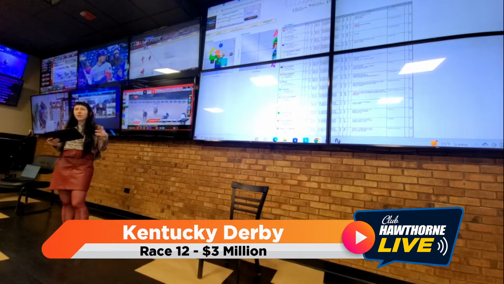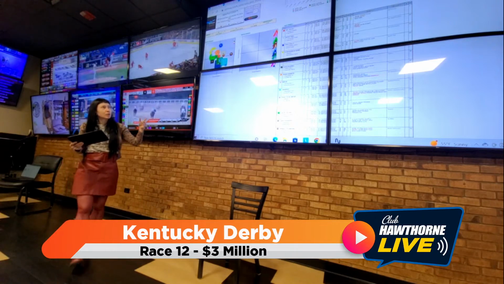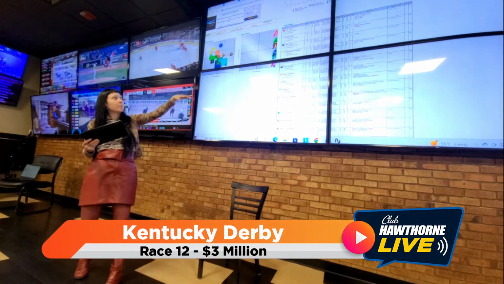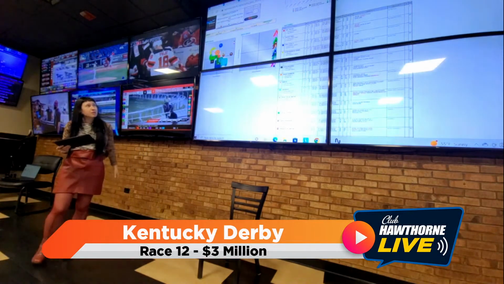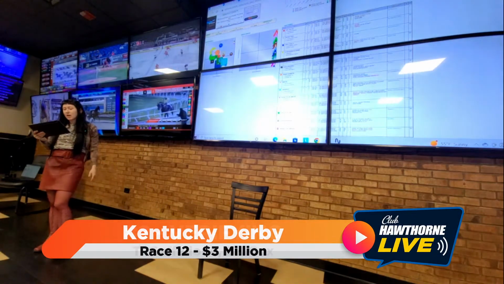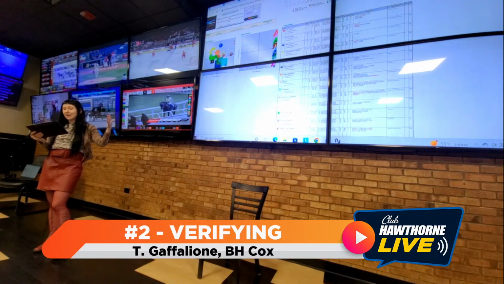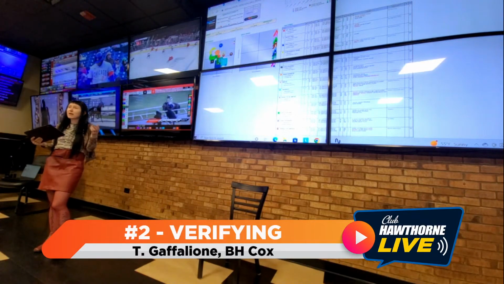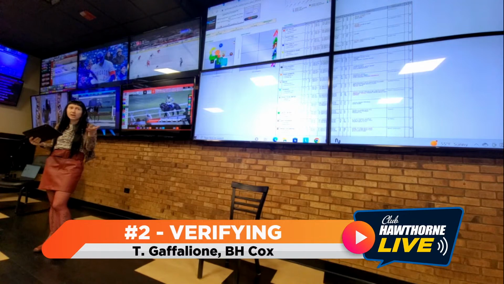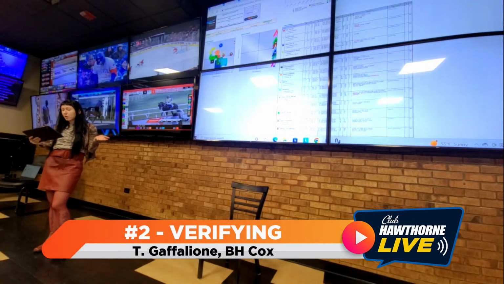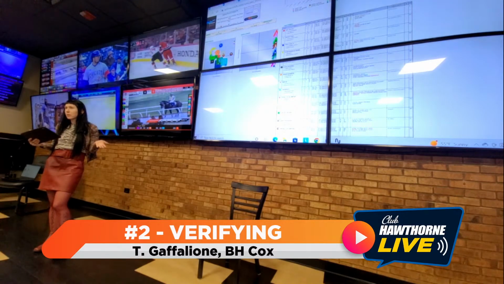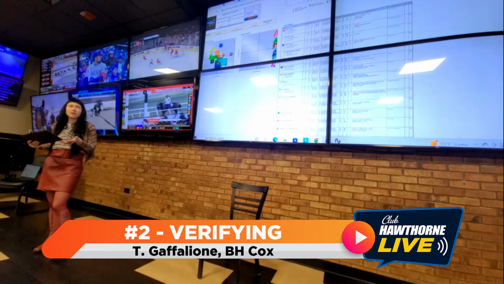Then they came off the layoff. He ran a 99 in his return race, with a perfect trip in allowance company, which is a solid speed figure, but he hasn't really got back to that top effort. And in those races where he did win, and he did finish second in the Bluegrass, he had very favorable trips. So he's been able to get himself into favorable trips.